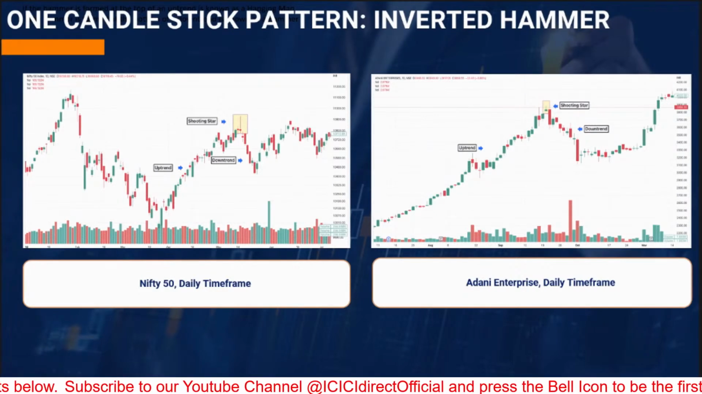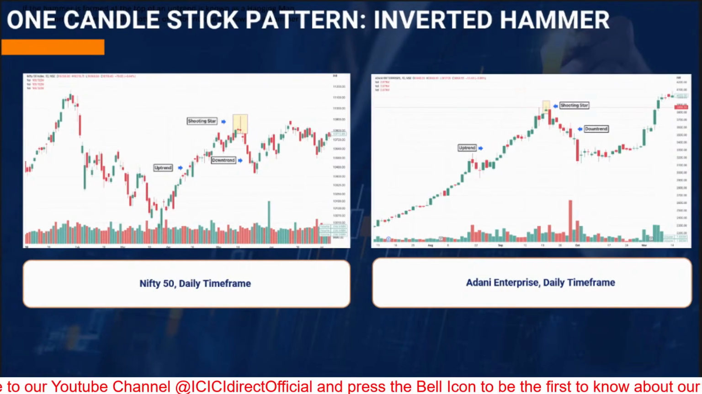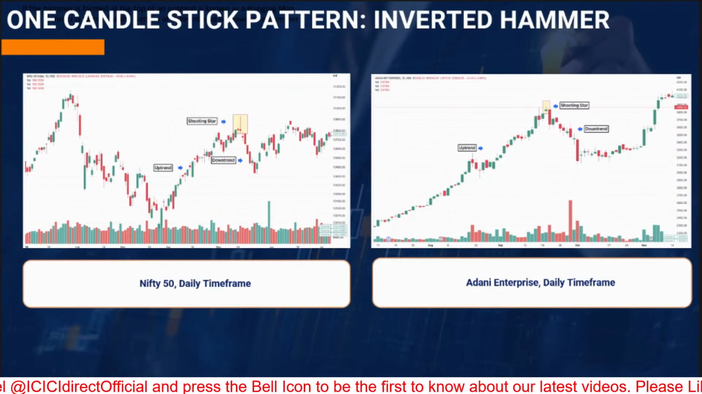It is known as a shooting star as well, which will have a long upper wick and a smaller lower wick. Based on which side is broken, like if the lower level is broken on the inverted hammer, the high of your inverted hammer is your stop loss, and that's how people ride the trend.